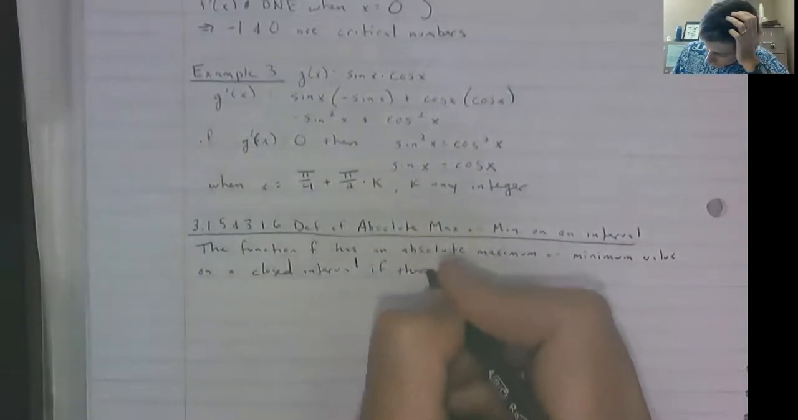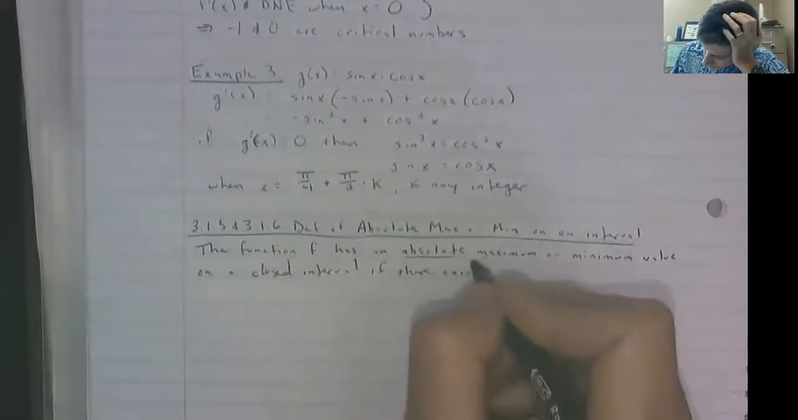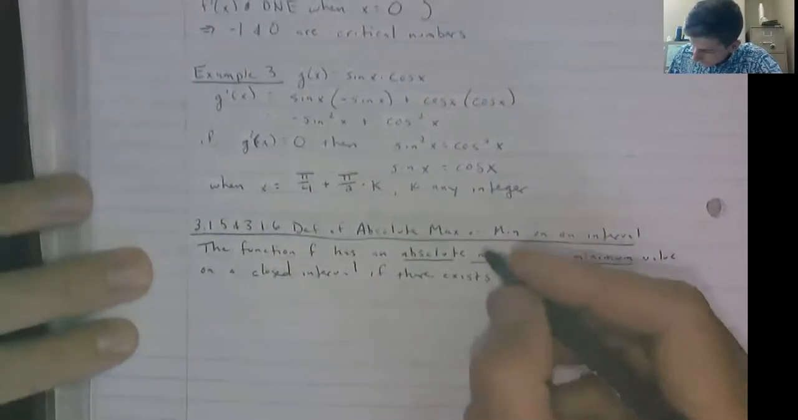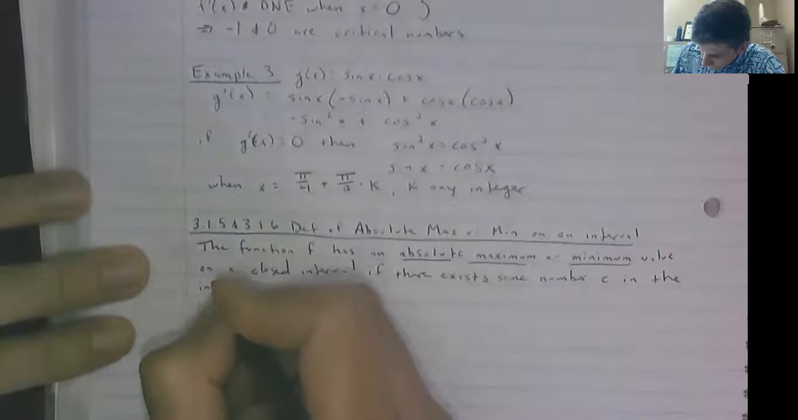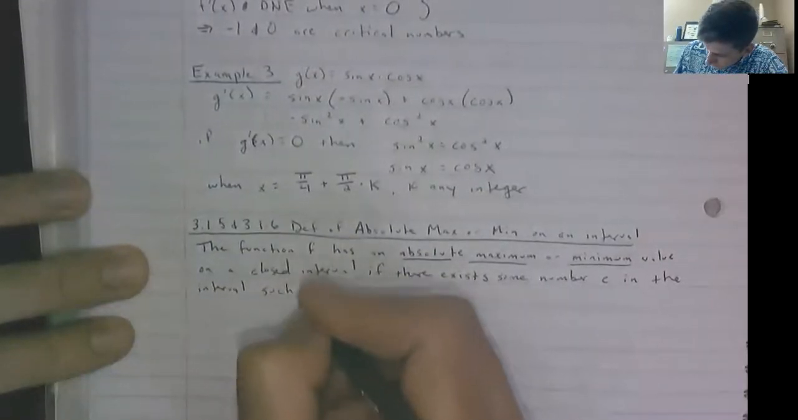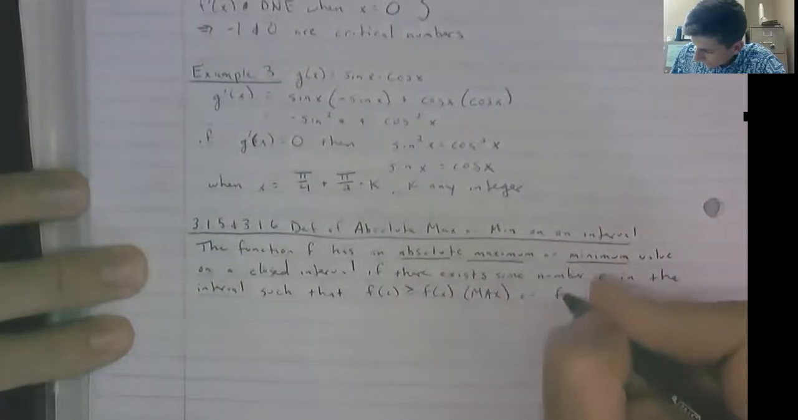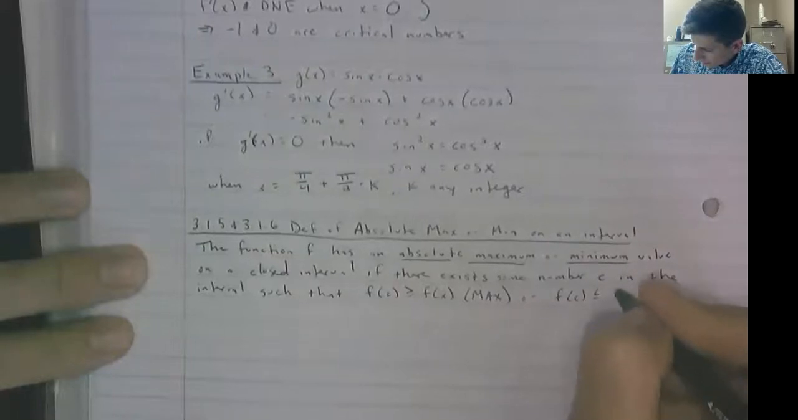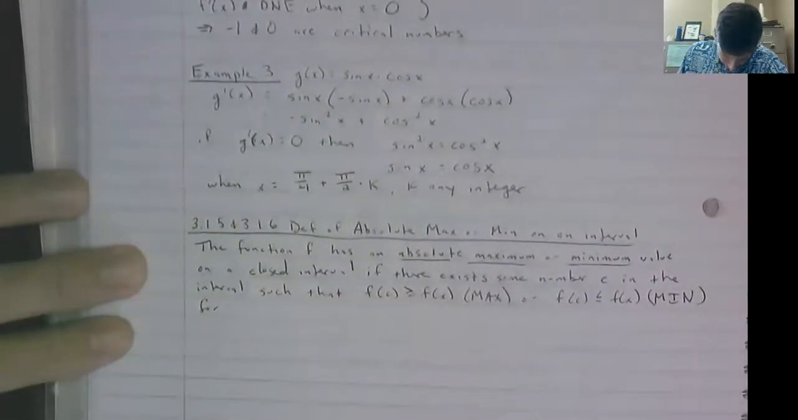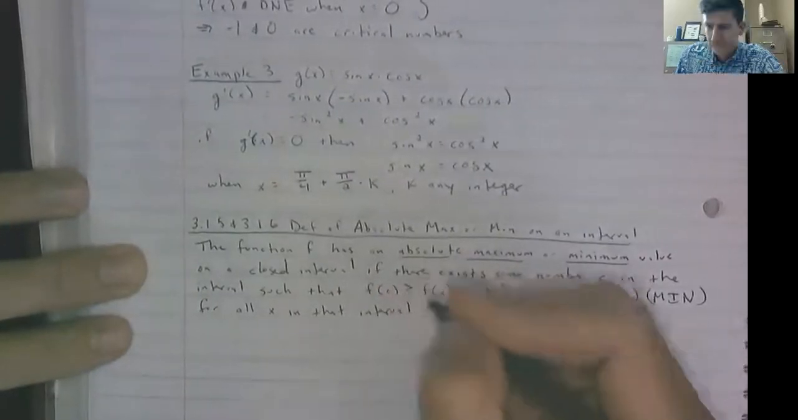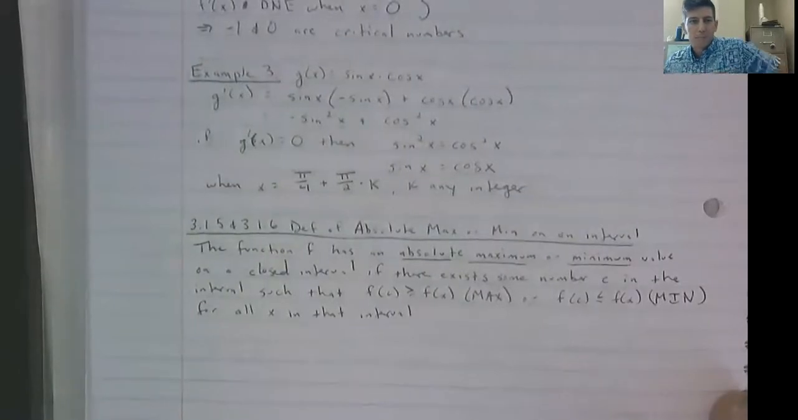if there exists an absolute maximum or minimum at some number c in the interval such that f of c is greater than or equal to f of x for the max, or f of c is less than or equal to f of x for the min, for all x in that interval. Okay, so closed interval, that's the only difference here.